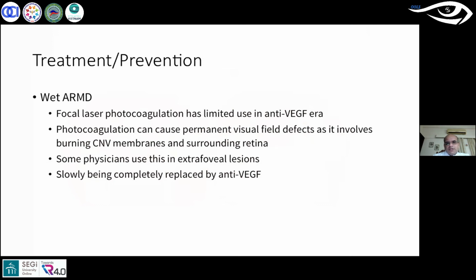Focal laser photocoagulation, the use of that has now been limited in the anti-VEGF era, mainly because if you're talking of lasering the retina, we're talking of permanent damage and permanent visual field defects, as it involves burning the membranes in the surrounding retina. Also, occasionally, when we cause a burn to the choroidal neovascular membrane, the area around the membrane can sometimes, through the scar, give a recurrence of the neovascularization. So though it was used initially, it's not now used for the central lesions. Some physicians do use this in extrafoveal lesions. However, anti-VEGFs work equally well here. So it's slowly being completely replaced by the anti-VEGFs.